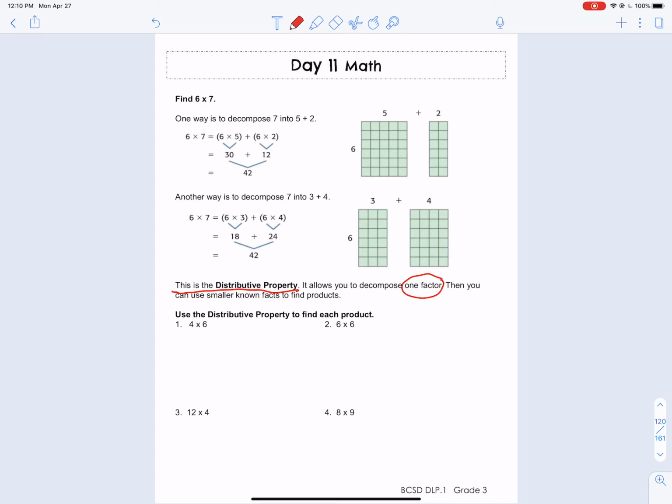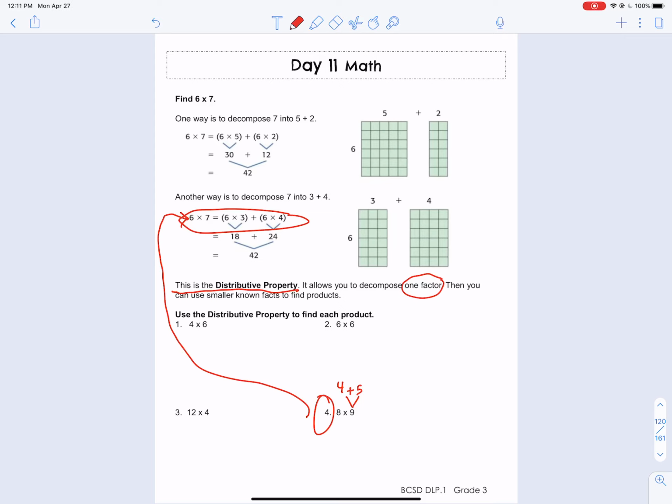So I'm going to do number four for you. I'm going to take a look at both factors, 8 times 9. 9 is the bigger factor. I always advise my students to break apart the bigger one. It doesn't matter how you break it apart. You just have to think of two numbers that add up to 9, okay? I'm going to try to write it the same way they write it up here in this format. So for 9, let's do 4 plus 5.